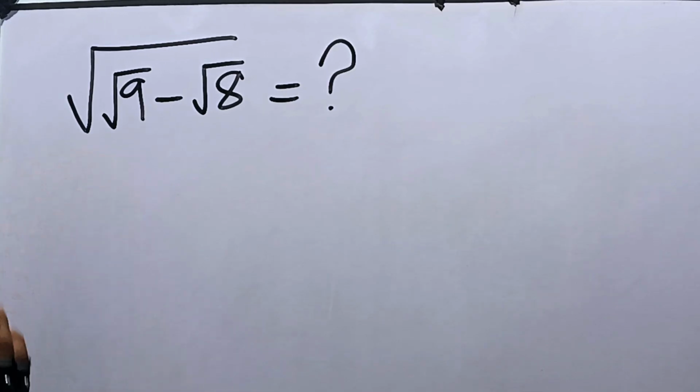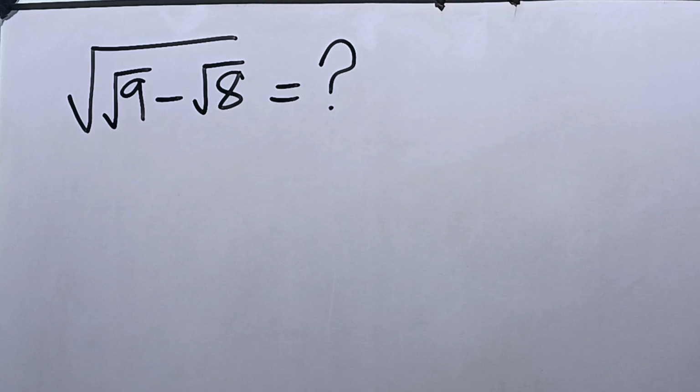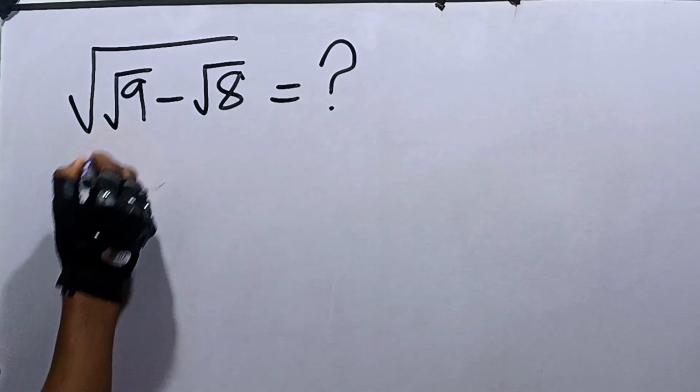Let's solve this together. It says square root of 9 minus square root of 8. Okay, we're going to simplify this. Now the first thing to do here is that we can say square root of 9 is equal to 3.